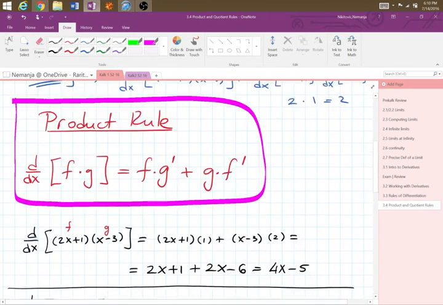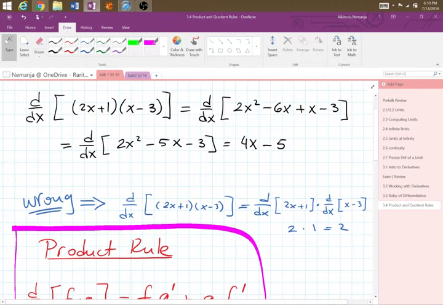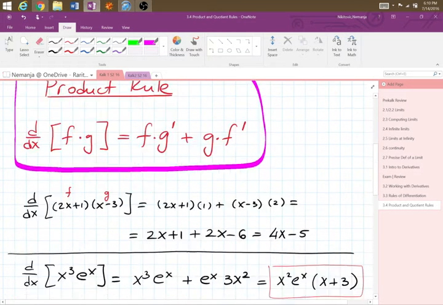The most important thing to understand is that you are not allowed to take the derivative term-wise and then multiply those answers, because clearly what's done here in the blue would give you the wrong answer. This is the correct answer. So the only right way to do this problem is, if you can, FOIL and then do it, or you are forced to use the product rule formula, which you need to memorize.